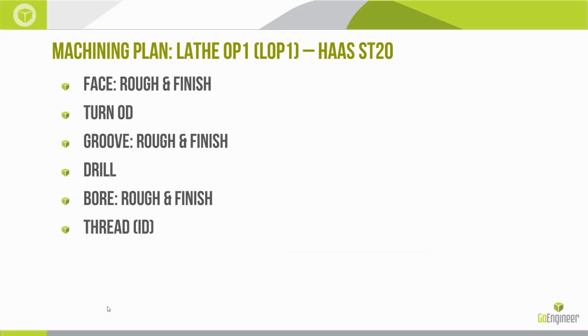Again, the machine plan for lathe operation 1, which will be running on a Haas ST20, is we're going to do a face operation, rough and finish. We're going to turn the OD. We're going to do a groove, rough and finish. We're expecting a drill operation, a bore operation, rough and finish, and then a thread operation on the ID.